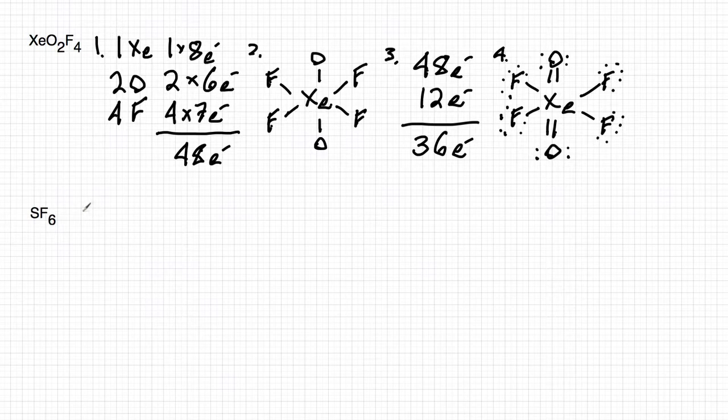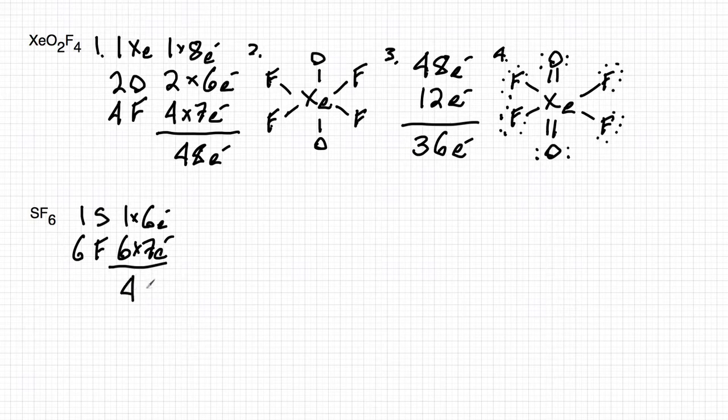And so let's see, we've got 1 xenon. So that's going to be 1 times 8 electrons. And we've got 6 fluorine, so it's going to be 6 times 7 electrons. Well, let's see, that's going to be 42. That's going to be 50 electrons. For the trial structure, well, we don't have a lot of options. So let's just go ahead and put everything on the xenon.